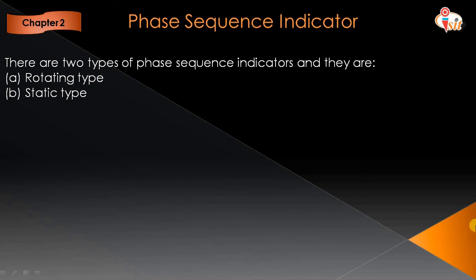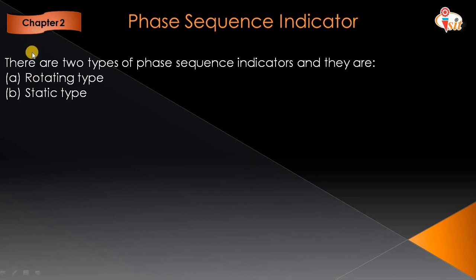Okay, what is the purpose of phase sequence indicator? To check the sequence of three phases, whether it is on the same sequence or not. Now, what is the correct sequence? Note down R, Y, B. This is the correct sequence.